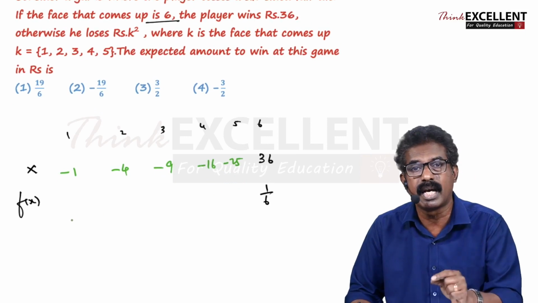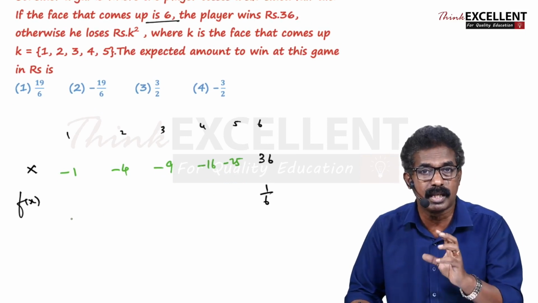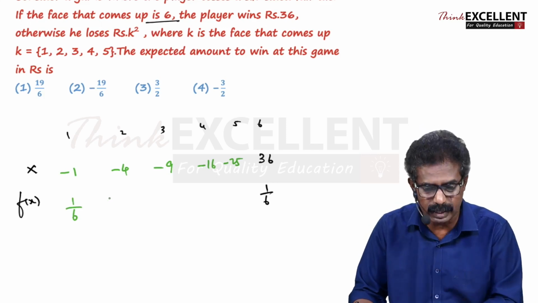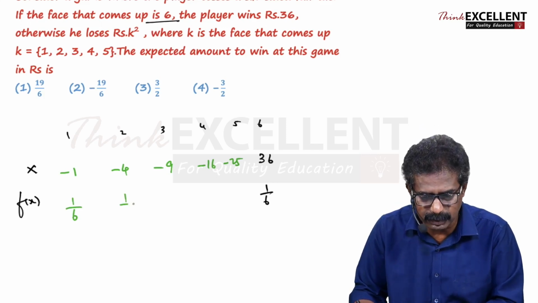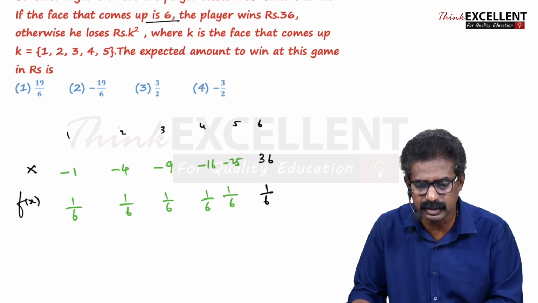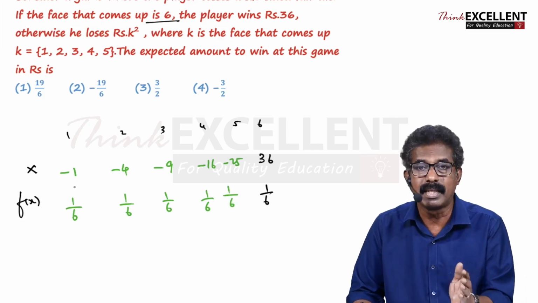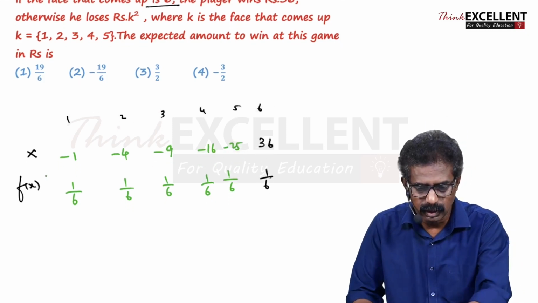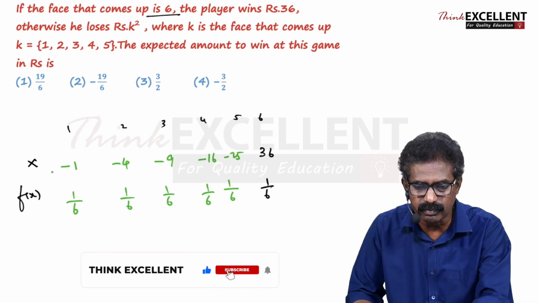What's the probability that the die shows 1? It is 1 by 6, since there are totally 6 cases and only one is favorable. Getting 2, 1 by 6, getting 3, 1 by 6, getting 4, 1 by 6, getting 5, 1 by 6. But the actual loss is minus k square, it changes. If it shows 3, minus 3 square.